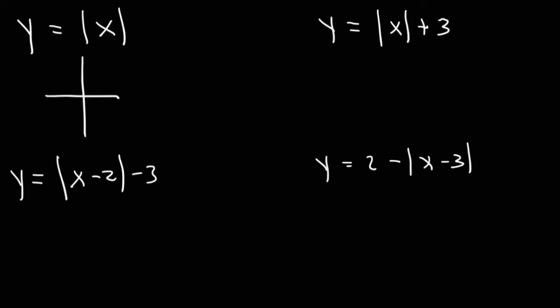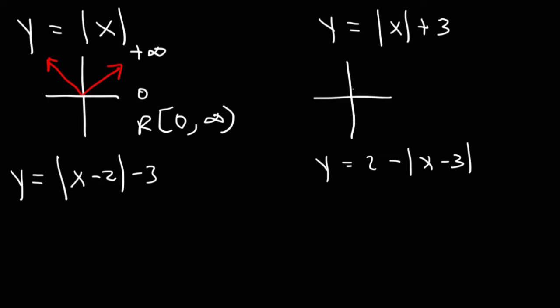So for the first one, this is simply going to form a V shape. So the lowest y value is 0, the highest is infinity, so the range is going to be from 0 to infinity. For the next one, it's going to be shifted up 3, but it's still going to open in the upward direction. So it's going from 3 to infinity, and so that's going to be the range.